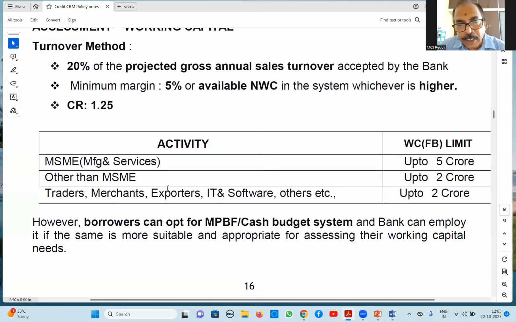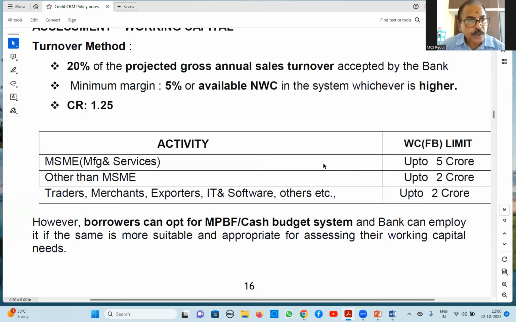But sometimes, for confusion purpose in the exam, they ask: the borrower can opt for MPBF or cash budget system, and the bank can employ it if the same is more suitable and appropriate for assessing their working capital. How will they give it for confusion purpose? An SME unit requires finance of 5 crores. Which method will you adopt for working capital assessment?